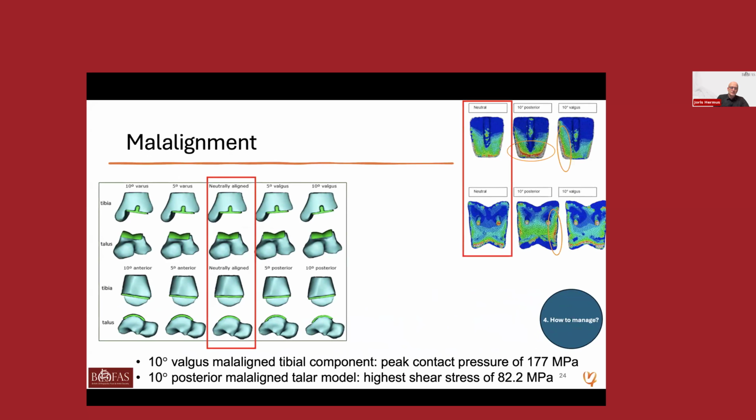So, malalignment: we ourselves did a finite element analysis showing that the malaligned total ankle replacement had a higher failure rate when we put the talus component too much in valgus. So when you see this tendency occur during your first surgery, maybe you need to recut it.